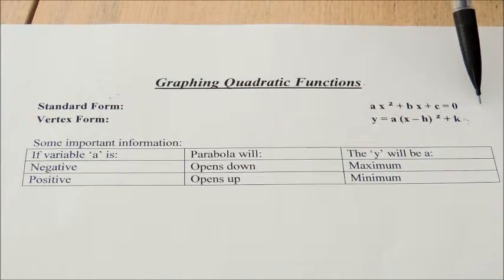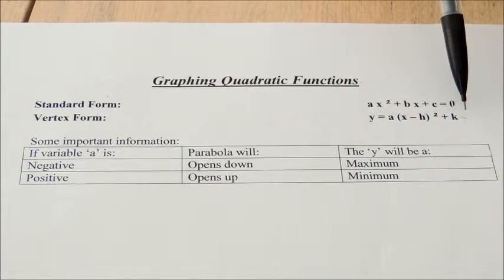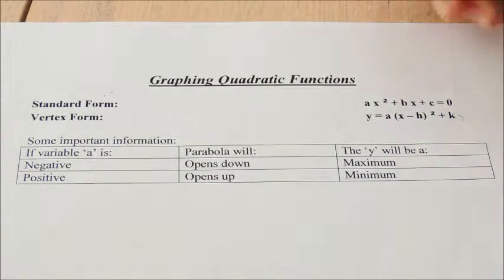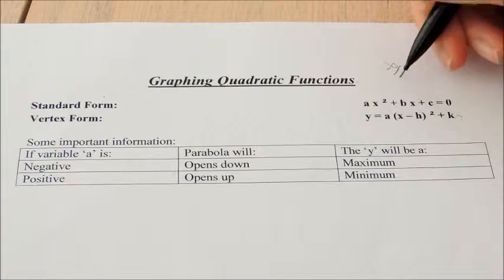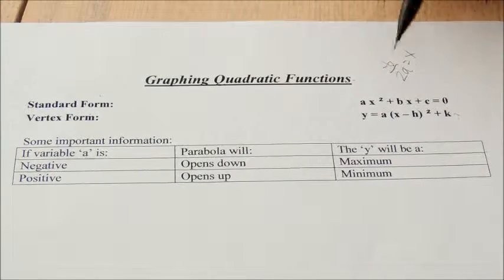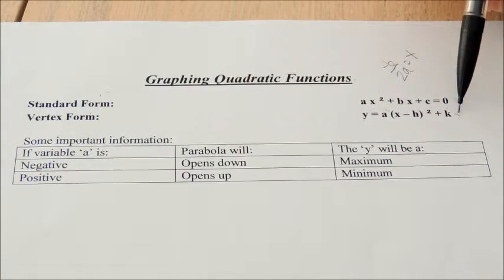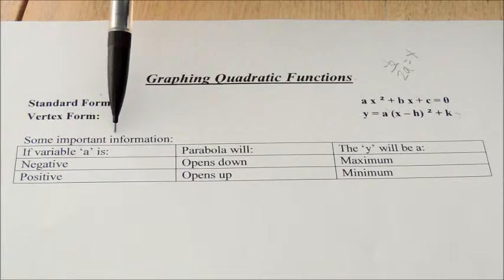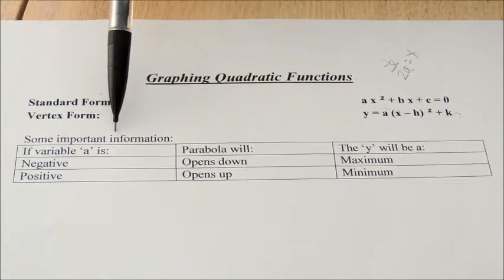These are important because you need vertex form to graph quadratic functions. So if you have an equation in standard form, you would need to convert it using completing the square or the formula negative b divided by 2a equals x. You need to use this formula to convert it to vertex form. Here is some important information you should know about quadratic functions.